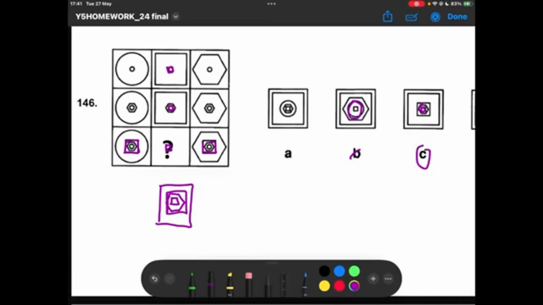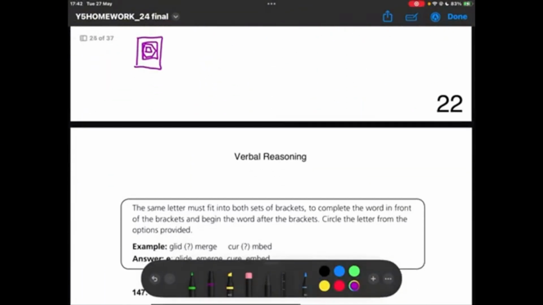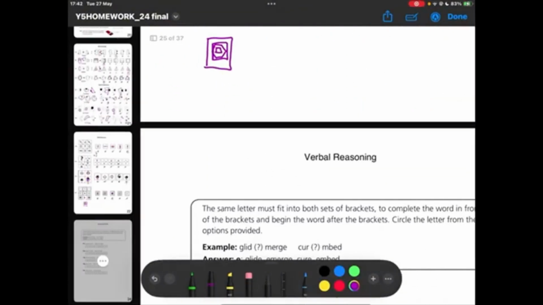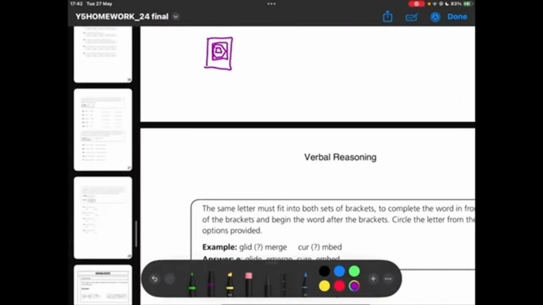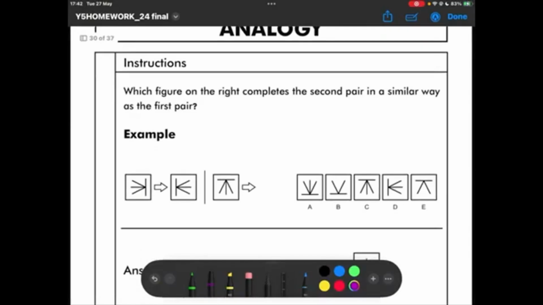We've got the inside square, then the hexagon, then the slightly bigger square. Not A, because that's a circle around the hexagon when it should be a square. So that's it for these. Now there's still a few more NVR questions, so I'm just going to go through those as well. These are analogy ones now.